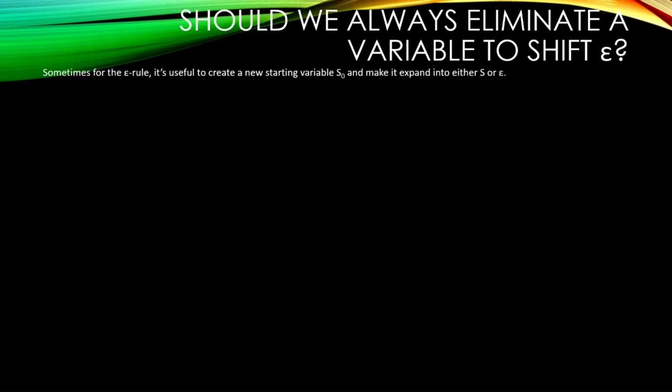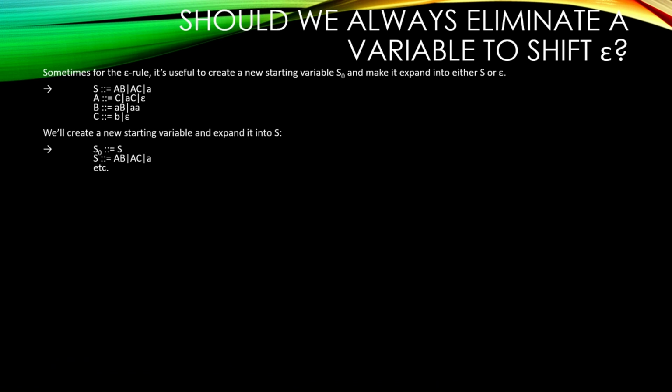Sometimes it's useful to create a new starting variable as well. So let's take this context-free grammar. We can create a new starting variable and expand it into S. So at the top we have S expands into A B, or A C, and A, B and C expand into their own expansions. A useful thing to do is to create a new starting variable. So we can call it S0 and just expand it into the initial starting variable for now. So S0 expands into S, then S has its own expansions, etc.